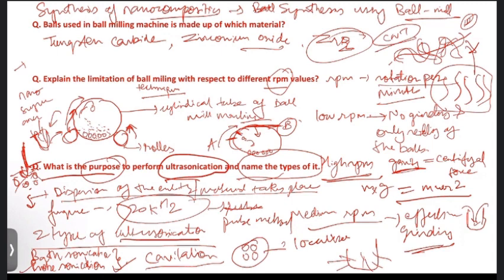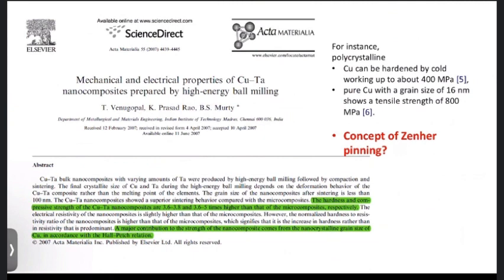Moving on to the next question. Now we are discussing one of the papers which was mentioned in the lecture. This is an Elsevier publication, and the journal name is Acta Materialia. The paper is from around 2007. The title is Mechanical and Electrical Properties of Copper and Tantalum (Ta stands for tantalum) nanocomposite prepared by high energy ball milling.